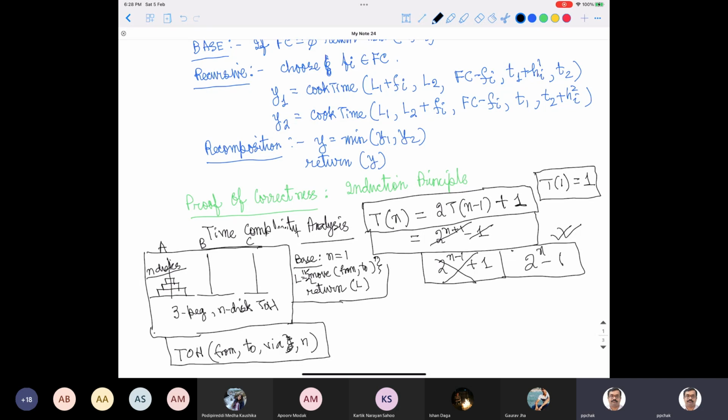Now come to the recursive condition. So this is the base condition. Come to the recursive condition. What is the recursive condition? I'll get a set of moves by calling L1 and L2. What is L1? So we move N minus 1 disks from the from peg to the via peg using the to peg. Yes. And Ritam, what is L2? What do I do next?